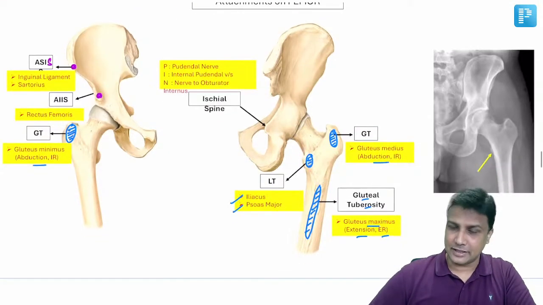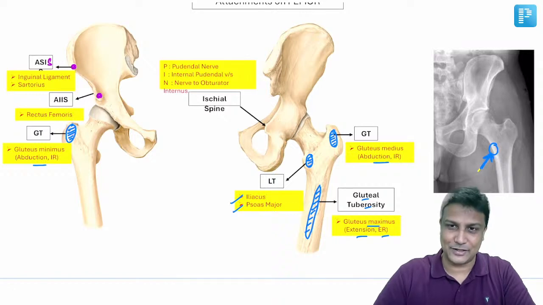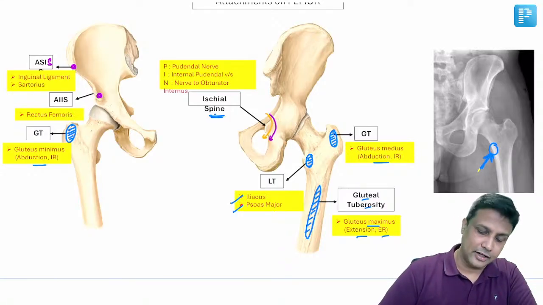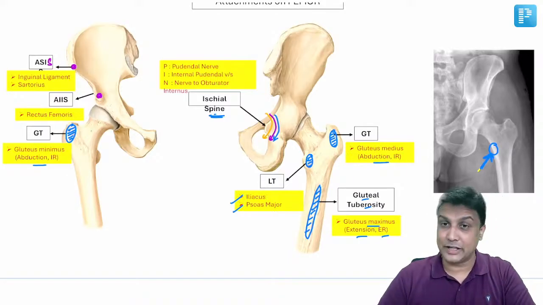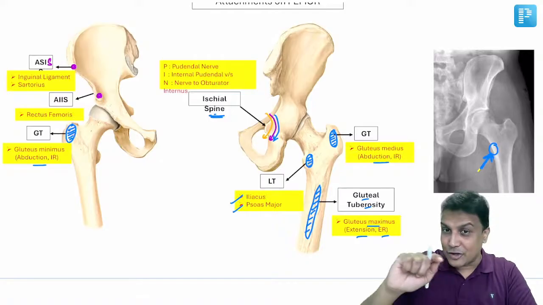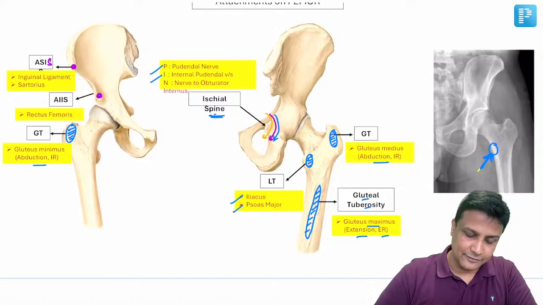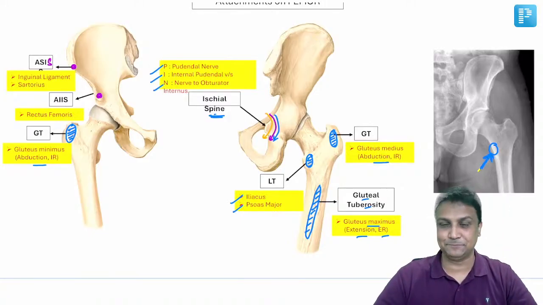Recently in your exam, this image was given with an arrow mark, asking which muscle is attached on this structure. Of course, it is the lesser trochanter: iliacus and psoas major. Now, this one here is your ischial spine, and here a nerve takes a turn, the pudendal nerve. Along with that, there is the internal pudendal artery and the internal pudendal vein. We remember these structures with the mnemonic PIN. The pudendal nerve, internal pudendal artery and vein, and the nerve to obturator internus take a turn around the ischial spine.